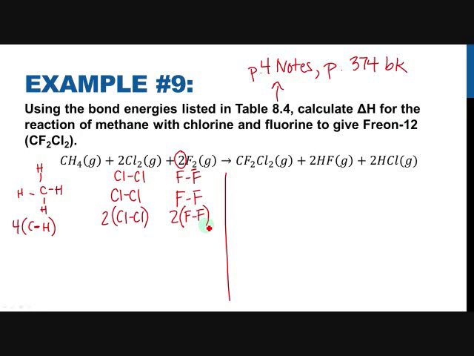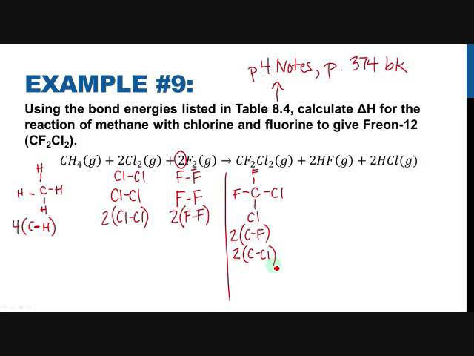Then for the Freon, which is the CF2Cl2, the carbon is the central atom there because carbons have 4 valence electrons, and so 2 of the valence electrons are paired up with fluorines and 2 are paired up with chlorines. So in this molecule, we have 2 carbon-fluorine bonds and we have 2 carbon-chlorine bonds. So that means that we have to look for 2 different values for that Freon 12 compound.